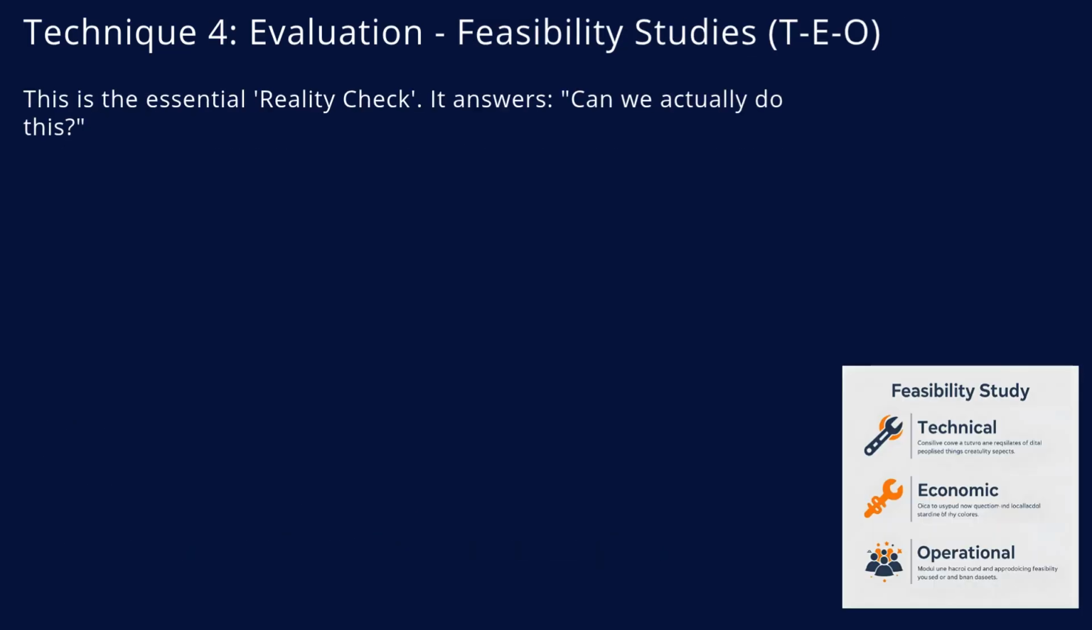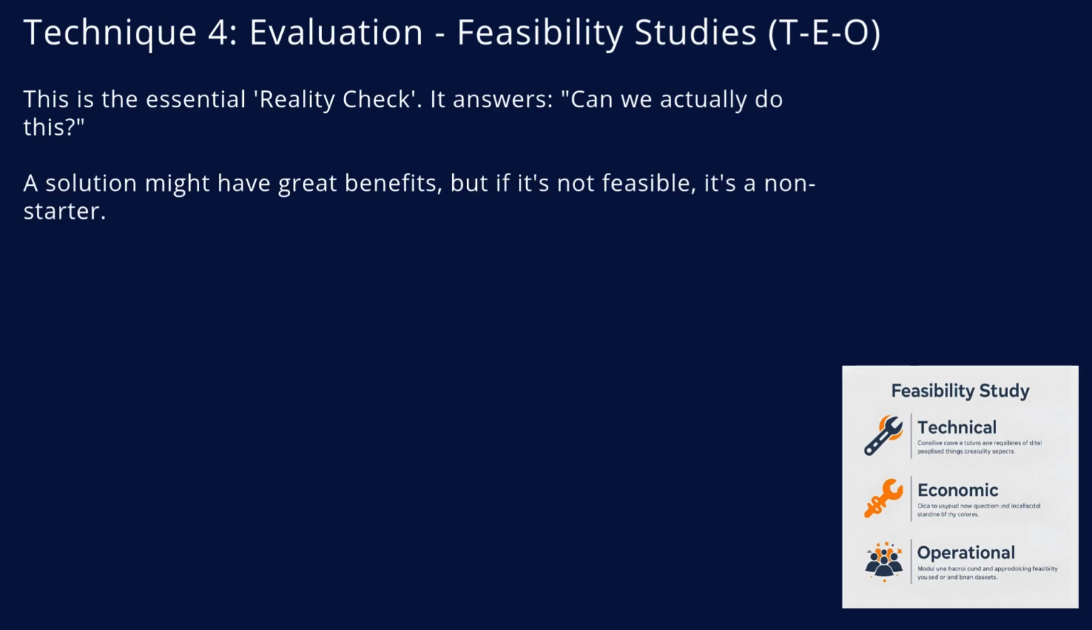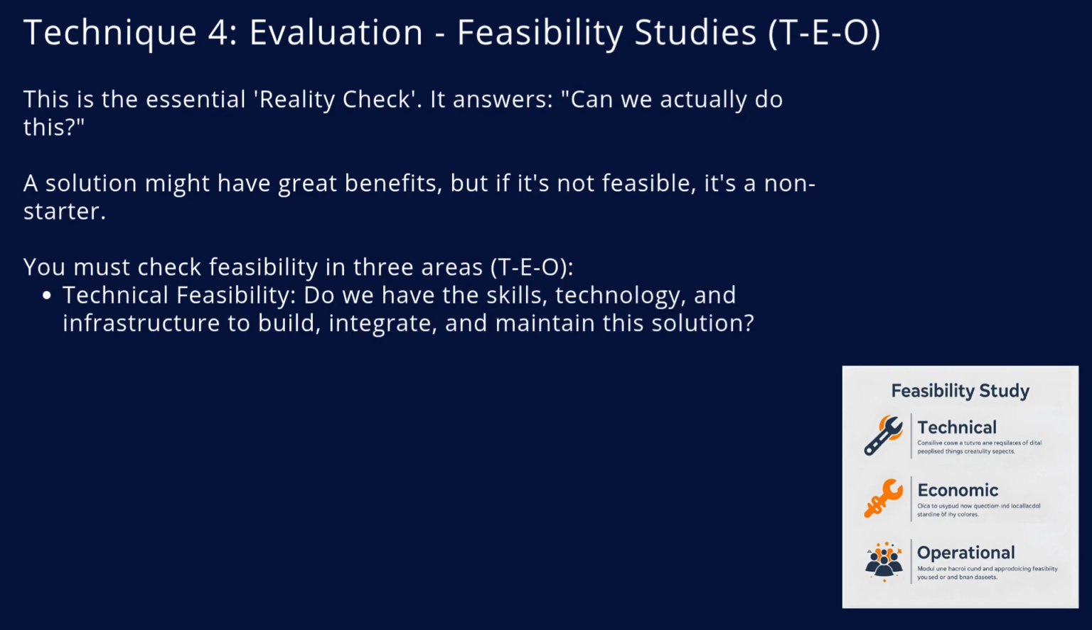Our next evaluation technique is the feasibility study. This is your essential reality check. An idea might look amazing on a CBA, but this study answers the blunt question, can we actually do this? You must check feasibility in 3 key areas. I call it the TEO check.